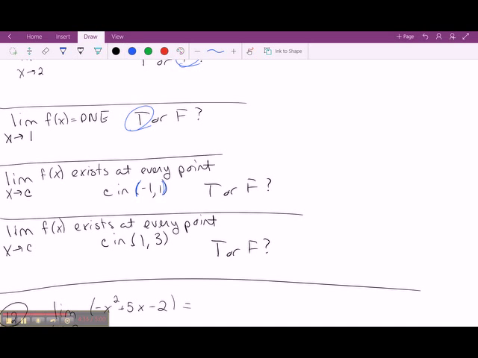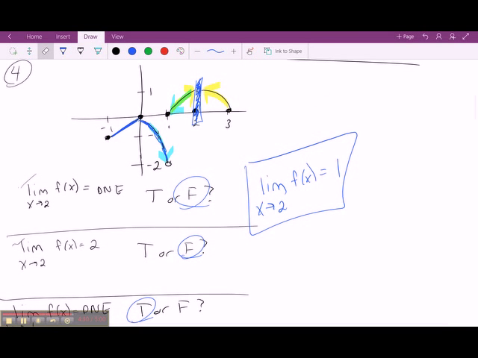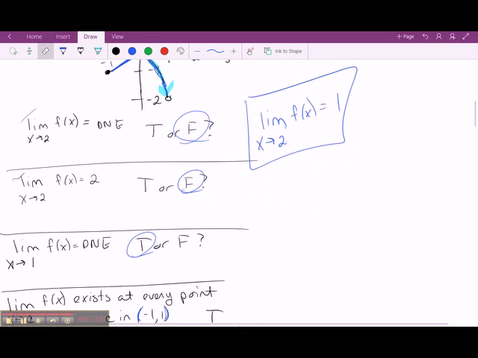There's no reason whatsoever why we don't have a limit everywhere. Now between 1 and 3, I would say that same thing, we do have a limit everywhere. Only point where we would have a problem would be at 2, and we do have one.